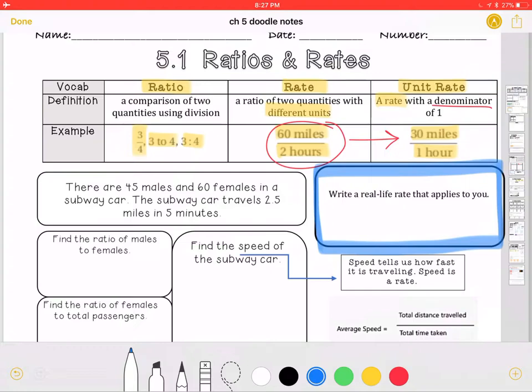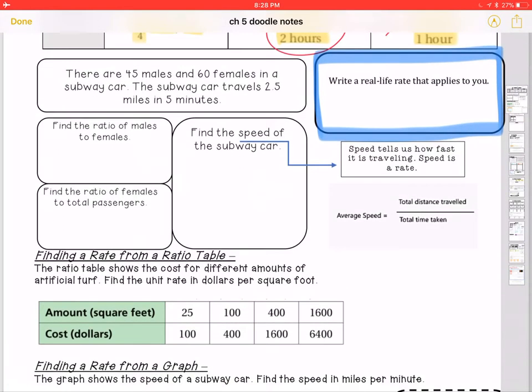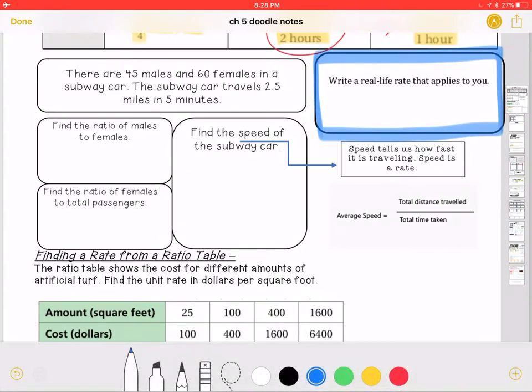So I'm going to look over to the left. There are 45 males and 60 females in a subway car. The subway car travels 2.5 miles in 5 minutes. So we're going to answer these few questions in the boxes below. It wants us to find the ratio of males to females. So we're going to do a males to females ratio. So there were 45 males to 60 females. So our ratio of males to females would be 45 to 60.